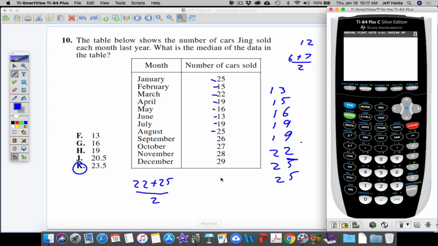But let's just use the calculator to show that that's true. In parentheses, 22 plus 25, close parentheses, divided by 2 is 23.5. So we get the right answer.